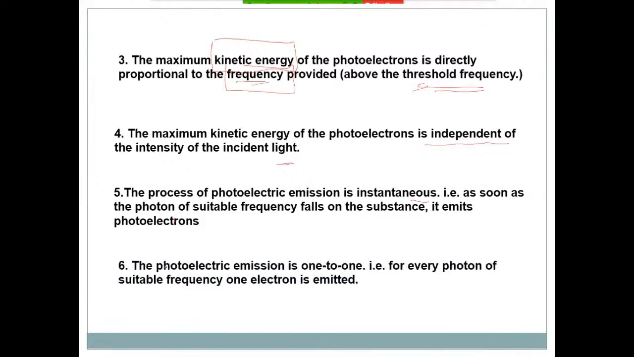Sixth point, the photoelectric emission is one to one. What does that mean? For every photon of suitable frequency, one electron is emitted. Let's take one example. If one photon falls on the metal surface, only one electron is ejected. If 10 photons fall on the metal surface, it means 10 electrons will be ejected. If 100 photons fall on the metal surface, it means 100 electrons are ejected. It means the photoelectric emission is one to one.